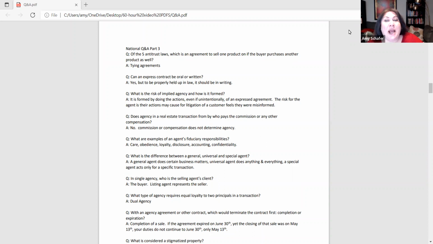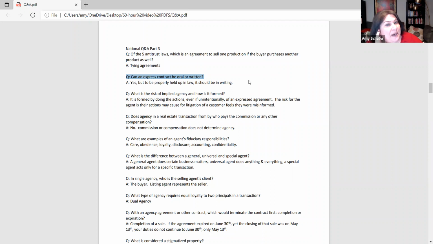An express contract can be oral or written, but obviously to be held up in law, in writing is always better. However, there is something called the Statute of Frauds that says that in order to be valid, there are certain types of contracts that must be in writing. So real estate contracts are those. So seller representation agreements, purchase agreements, or you might call it sales contract, and leases are some examples of those that are required to be in writing.